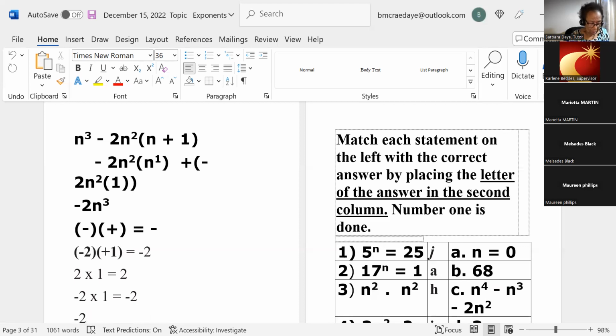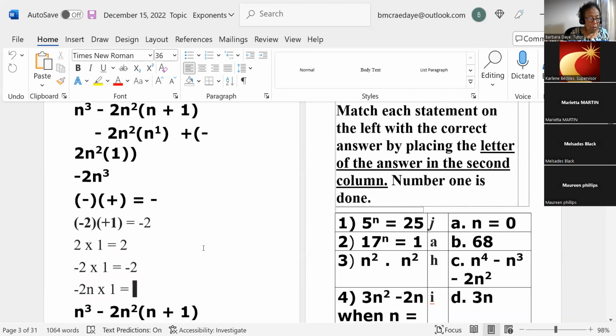Now, minus 2n times 1. What is that equal to, Marietta? Plus or minus? Minus 2n. Say the whole thing. Minus 2n. Now, the point I'm trying to get you to see is that whenever you multiply a number by 1 or an expression with a variable by 1, you get back the same thing.